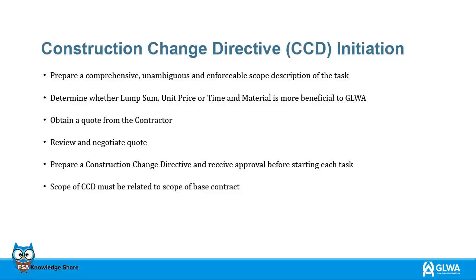The following steps are required to process a CCD. Prepare a complete and detailed description of the task at hand. Analyze the lump sum, unit price, or the time and material to determine which process will benefit GLWA the most. Contact the contractor of the job and get a quote. Review and negotiate a quote to make sure it is beneficial to GLWA. You will then prepare a CCD and get approval before you start a task.